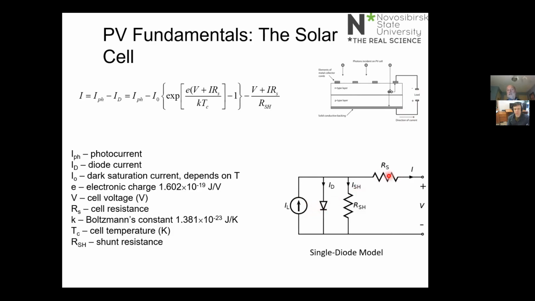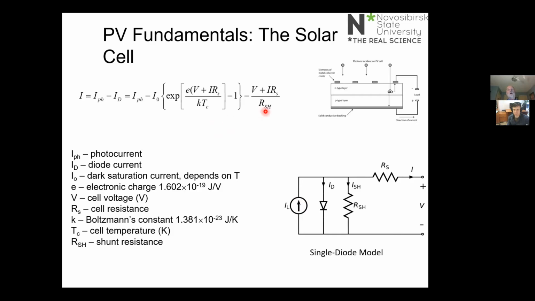We have a cell resistance. We have what's called a shunt resistance. And here is the diode, which is in effect the representation of the PN junction. And here on the extreme left, we have the current that is induced by the photoelectric effect as the sunlight falls upon the PN junction and causes the electrons to move.